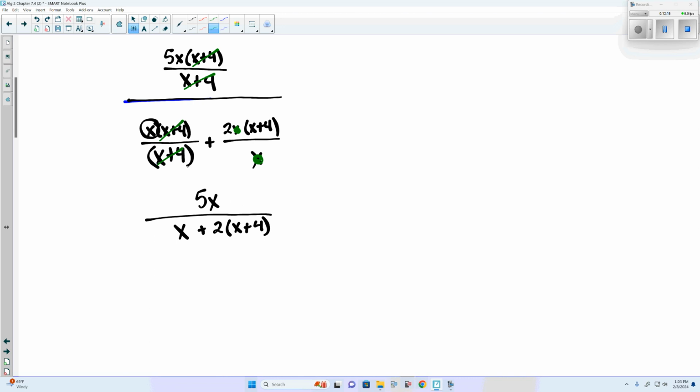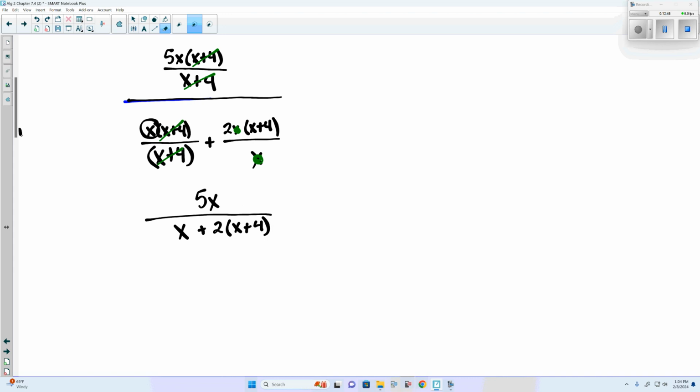Because here, the only thing that simplified was the x plus 4 and x plus 4. If the x were to simplify, we'd also have needed x times x plus 4, because our x and x plus 4 are 2 different terms. Any other questions on this here? Questions on how we got to this point?